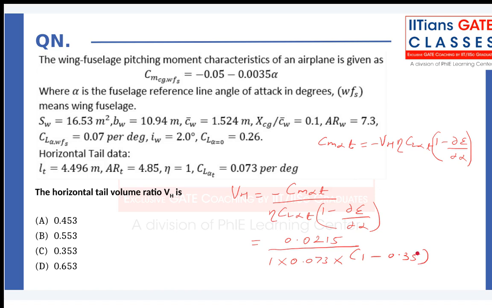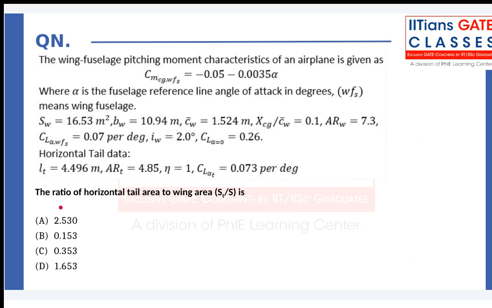Okay, so let's go to the next question. Just give me a minute for it to load. Alright. The ratio of horizontal tail area to wing area, ST upon S. Now it should be straightforward, right? Now that you have all the quantities, even VH, this should be straightforward. The others, please try to answer as well. B, okay. What about the others?